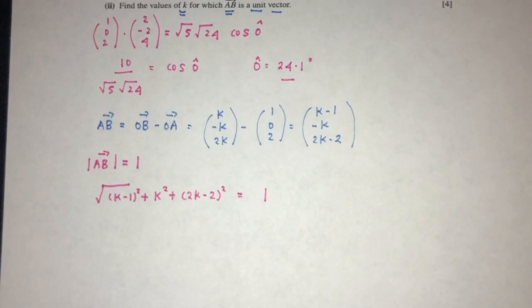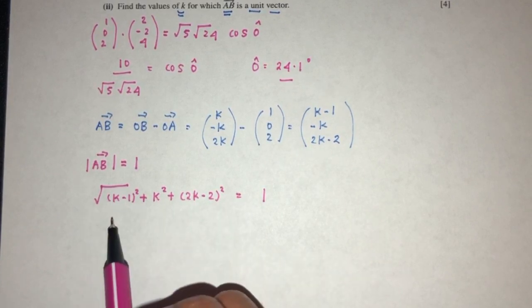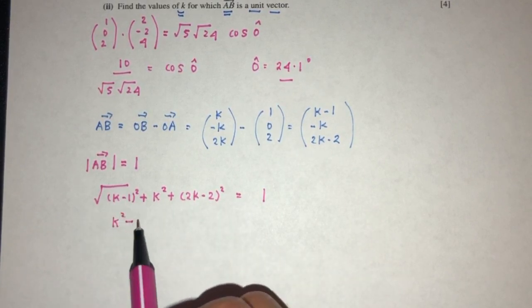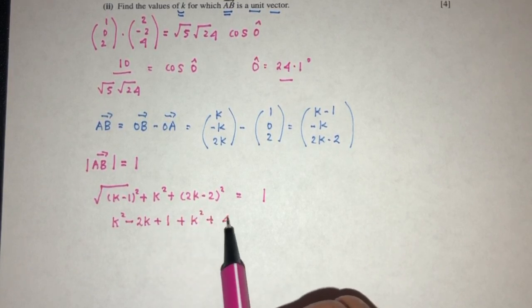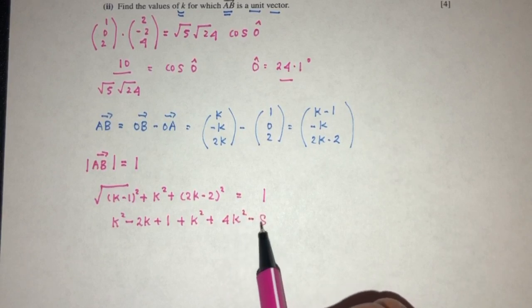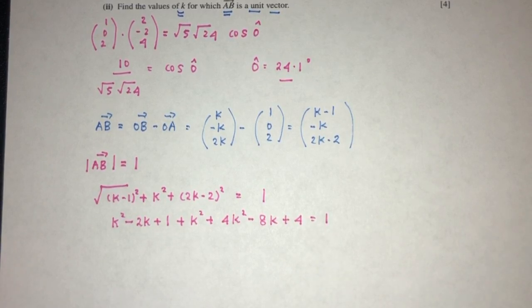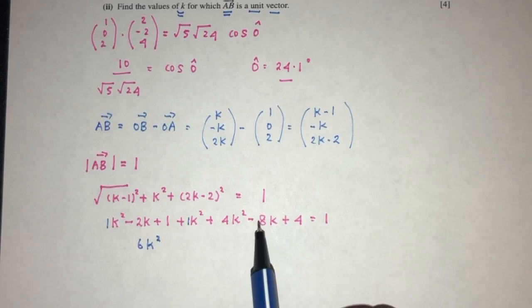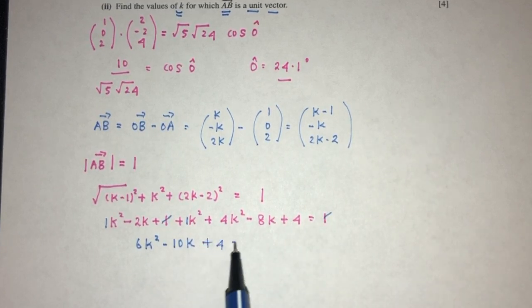Now we can square both sides, obviously. The square root will cancel out, and here you will still have 1. We can expand the value inside. You will have k squared minus 2k plus 1, plus k squared, plus 4k squared minus 8k plus 4, has to be 1. Now we can simplify. Here we have 1 plus 1 plus 4, that should be 6k squared. Here we have minus 2 minus 8, that should be minus 10k. And here we have 1 plus 4 minus 1, so plus 4 has to be 0.